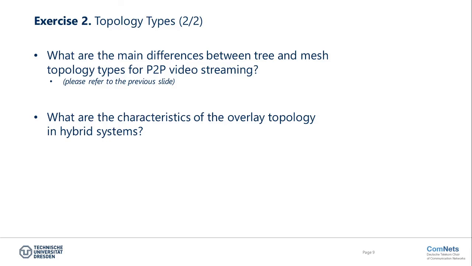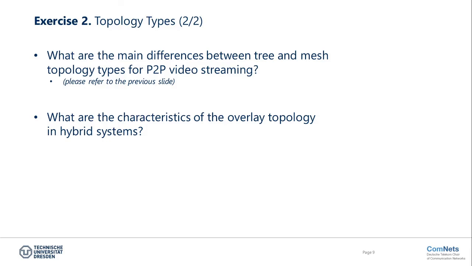Now let's come to the third and the fourth questions in this exercise. The prior discussion already answered the third question about the main differences between the mesh and the tree topologies of P2P video streaming. Now let's move on to the fourth question about the characteristics of the overlay topology in a hybrid system.